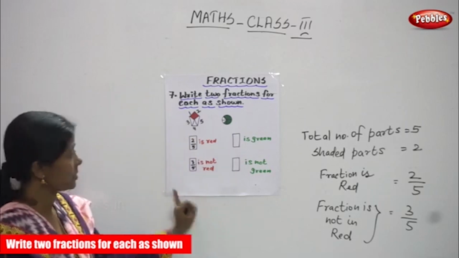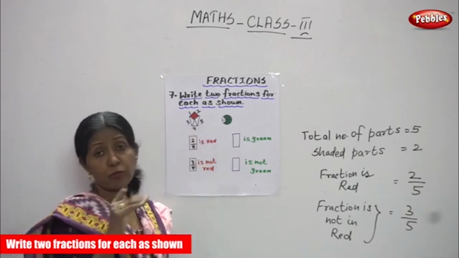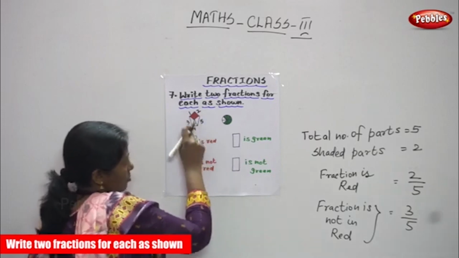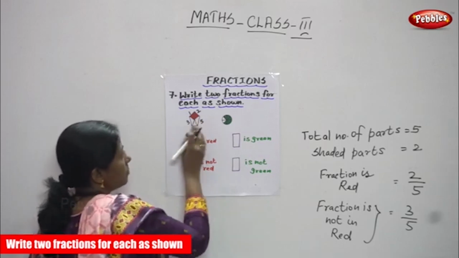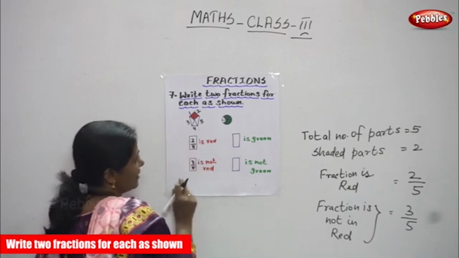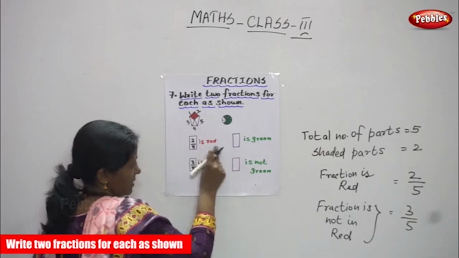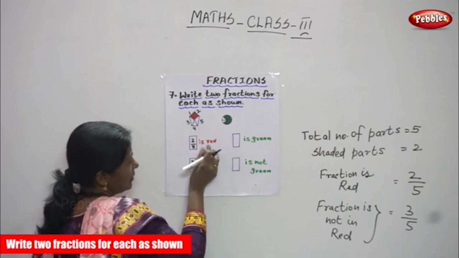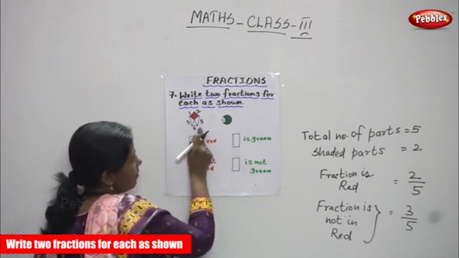So I'll repeat the first diagram again. See, this is a pentagon diagram because I cut it into 5 parts. So 1, 2, 3, 4, 5. So 5 parts. So we can call it a pentagon. Also similar to that diagram. I shaded how many parts? I shaded only 2 parts in red color. So first you have to write the red parts. Red parts means shaded in red color. That is what we call red parts. So 2 by 5.